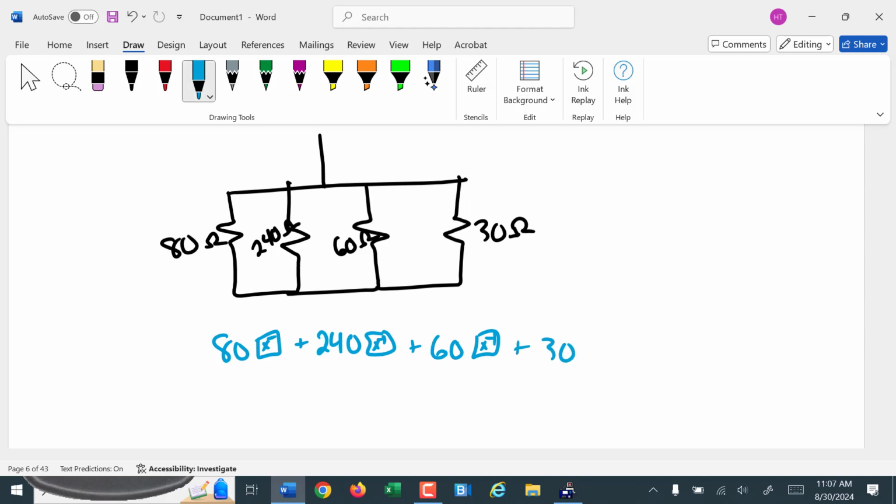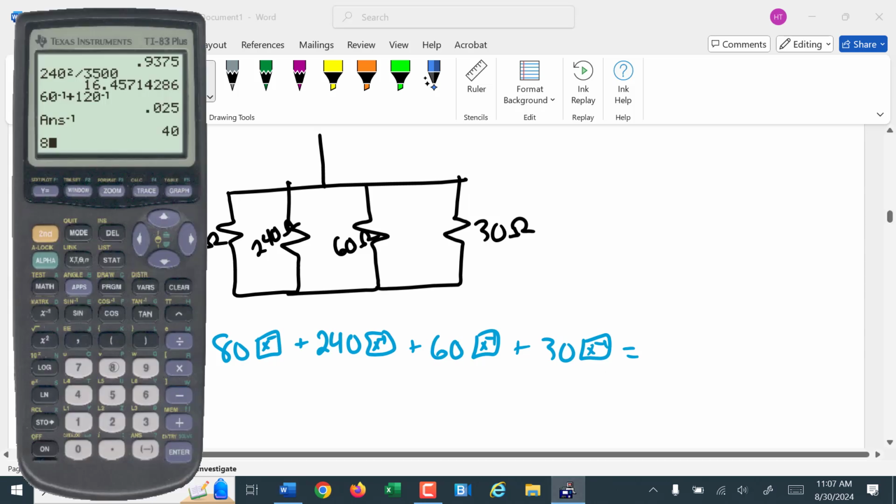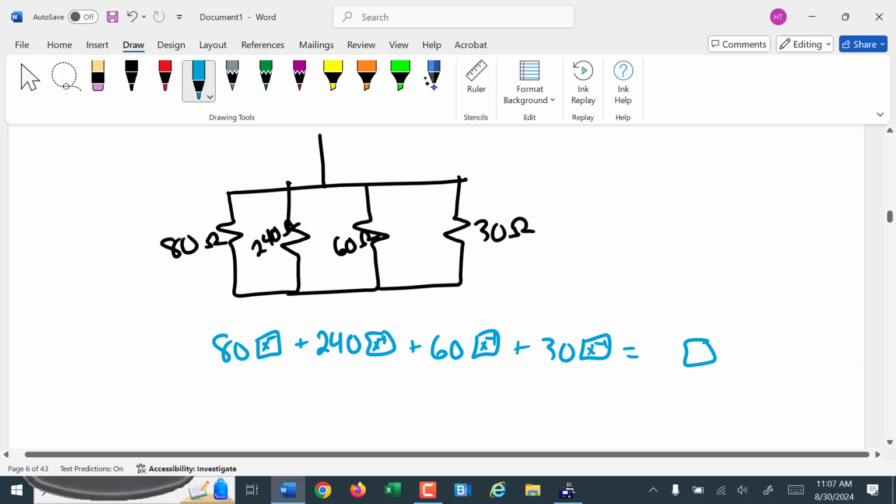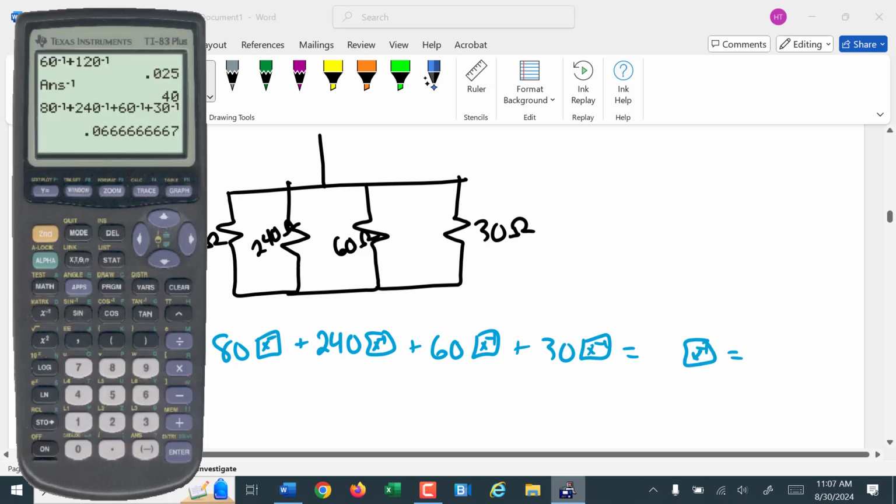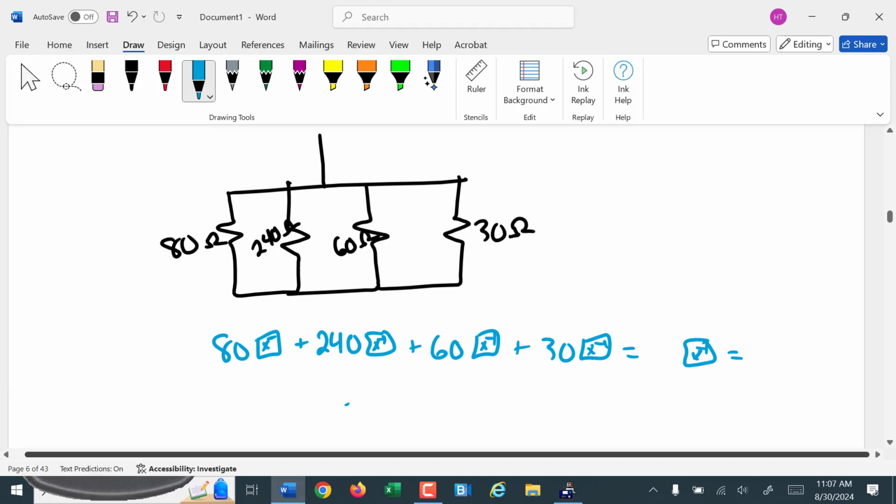So I can do this whole big thing. 80 reciprocal plus 240 reciprocal plus 60 reciprocal plus 30 reciprocal equals. So I'll punch that much in: 80 x negative 1 plus 240 x negative 1 plus 60 x negative 1 plus 30 x negative 1, hit equals. Hit the reciprocal key again and equals. 15 ohms is my total resistance.